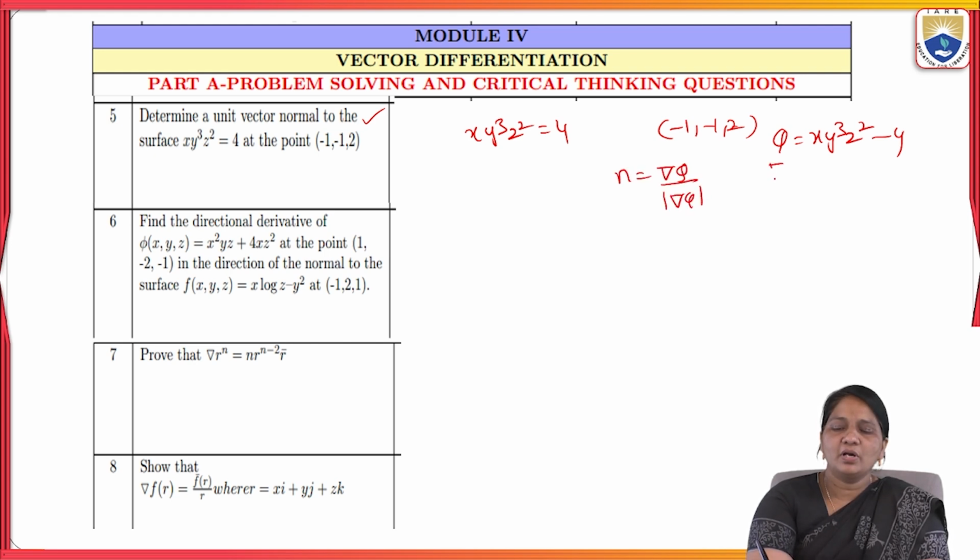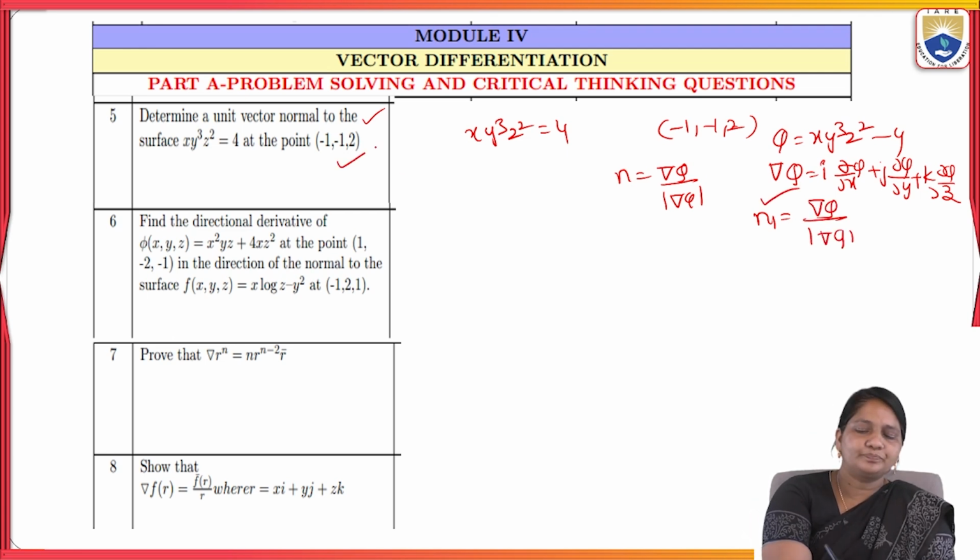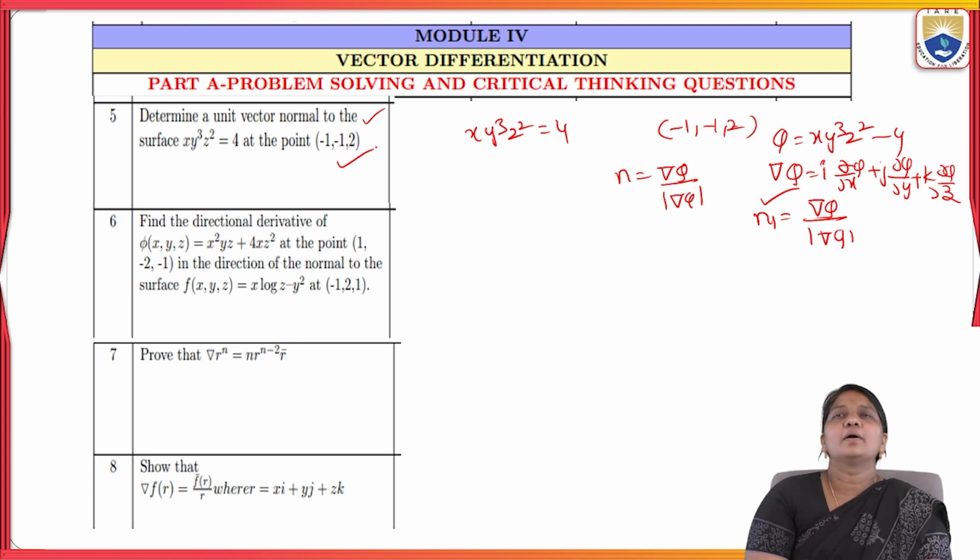That means we have to calculate the del phi value by using the formula i dou phi by dou x plus j into dou phi by dou y plus k into dou phi by dou z. After that we can replace here n equal to del phi by modulus of del phi. Then we can find the unit normal for the given surface at the point (minus 1, minus 1, 2).